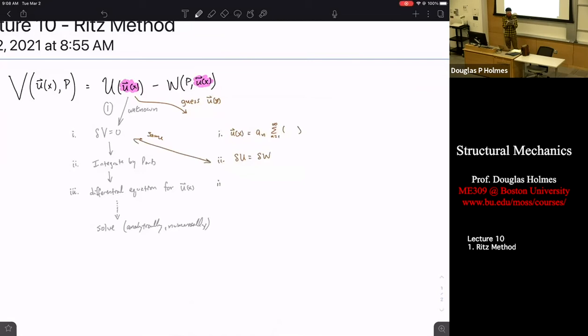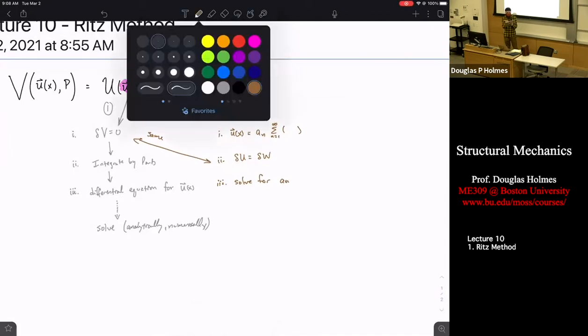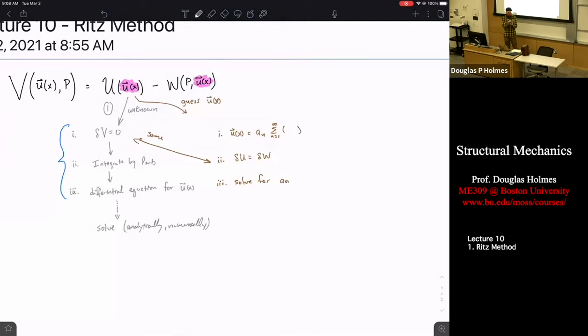And then the third part is up until here, everything is exact. Up until here, everything is approximate. And then depending on how you end up solving the equation, you either get an exact solution or an approximate solution.